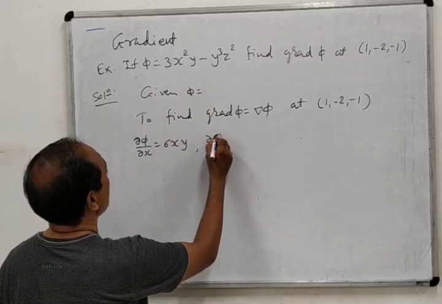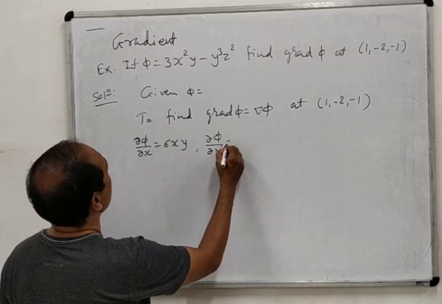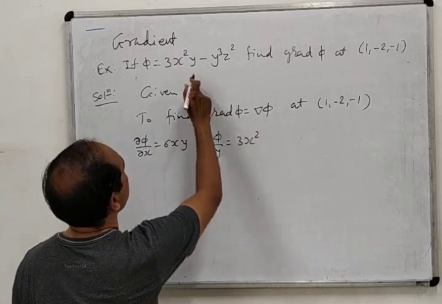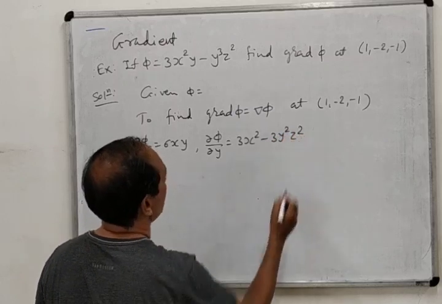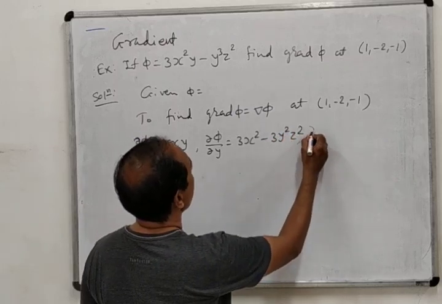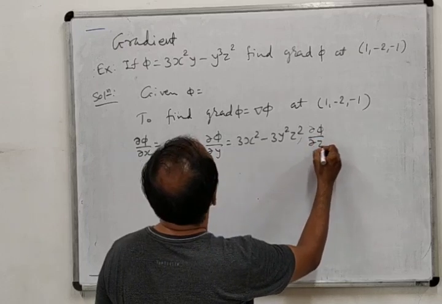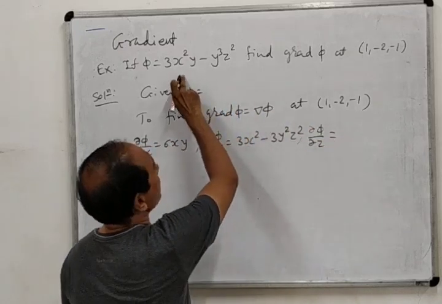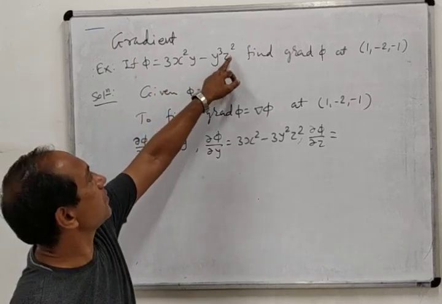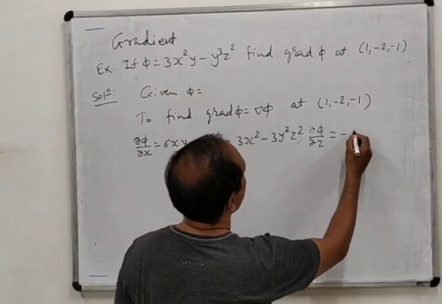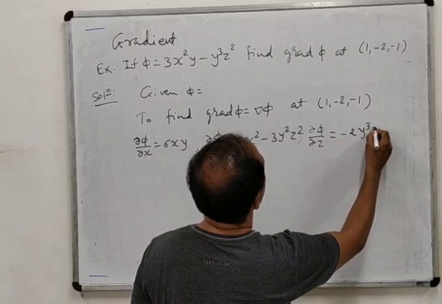Then we find del phi by del y. It is 3x square, since y has derivative 1, and y cube has derivative 3y square, with z square constant. Then del phi by del z. The first term has derivative 0 because no z is involved, and z square has derivative 2z, so it is -2y cube z.